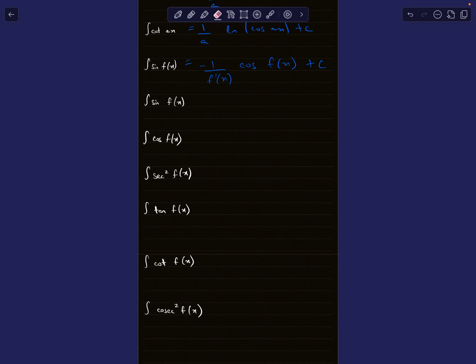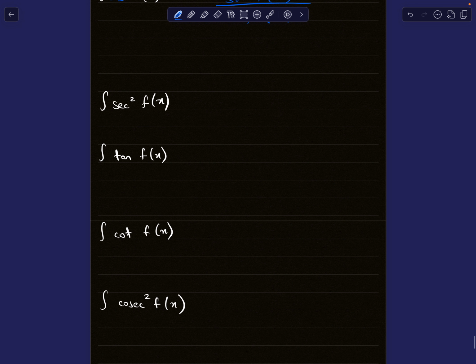Similarly, this is cos f of x. The integral of cos is sin, and f of x remains as it is, and we divide by the differential of f of x, plus c. Similarly, here, sec square f of x. The integral of sec square is tan, f of x remains as it is, and you divide the whole thing by the differential of f of x, plus c.